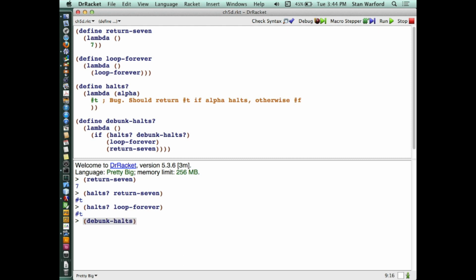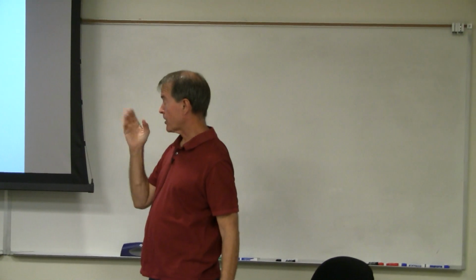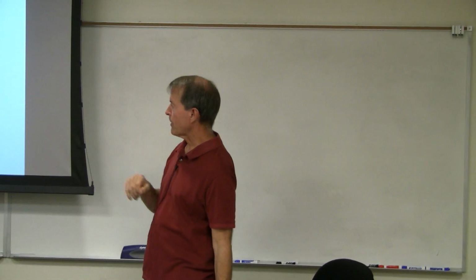What would happen? Yeah, unfortunately, it will loop forever, because when it calls halts, debunk halts will return true, and it will execute loop forever, and then it will loop forever. So I don't want to do that. Too bad my halts doesn't work, but it can't. All right. So that's our proof that the halting problem is undecidable.